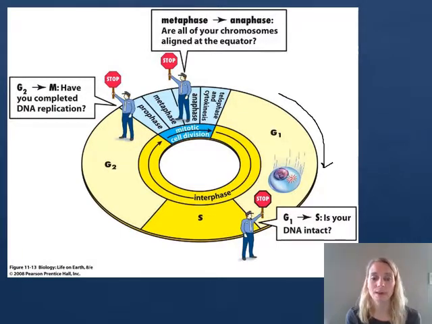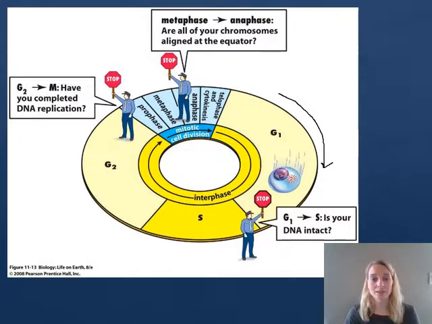is your DNA intact? Because if we're going to replicate, we want to make sure that everything is normal. There are no problems. We're not missing any pieces of DNA. It's not a significant amount of mutations, and it's okay to make a copy of that genetic information.